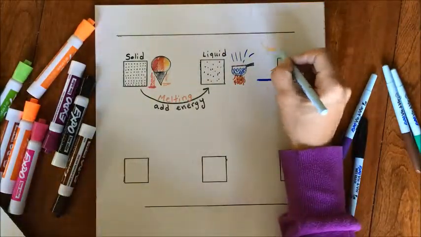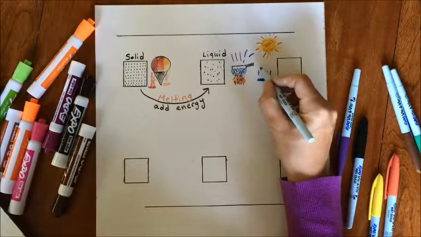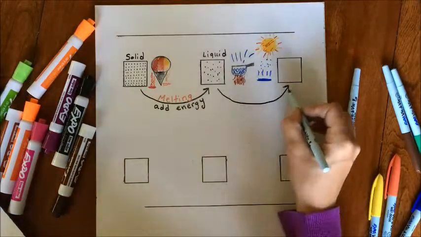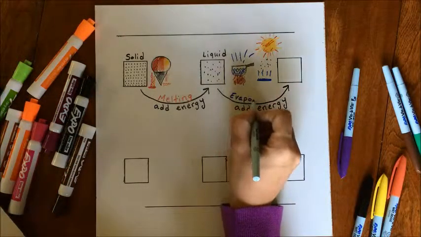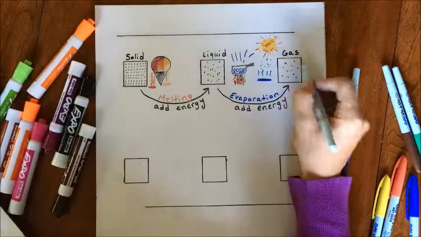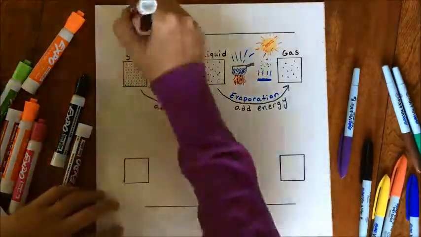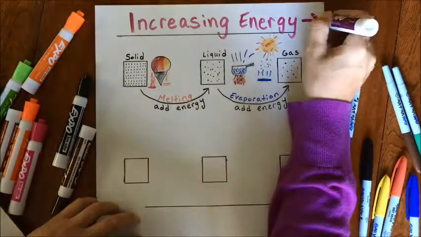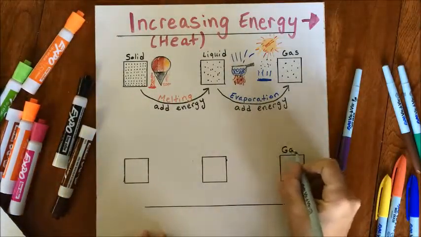Another example would be a puddle of water outside on a hot day. The water particles will gain enough energy to break away from the rest of the water particles. So when we add energy to a liquid, we call this evaporation, and it will evaporate into a gas, which has the particles spread out even farther from each other. So this process is increasing energy going from a solid to a liquid to a gas, usually through adding heat.